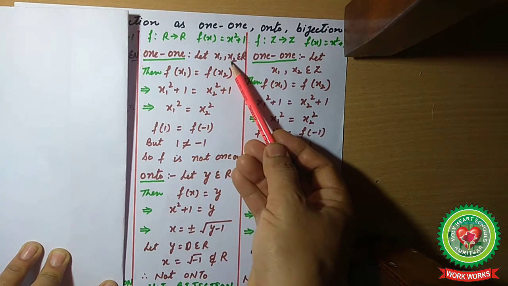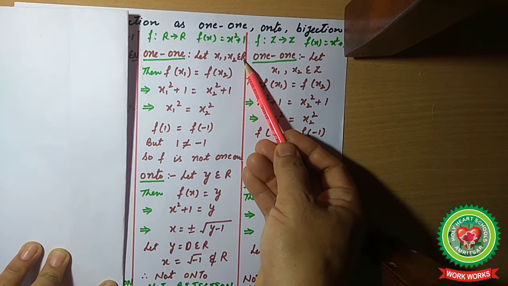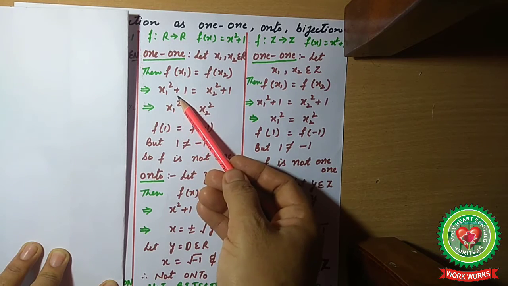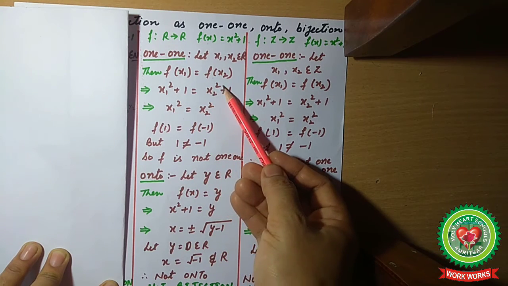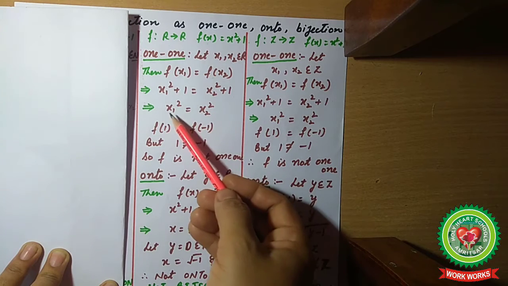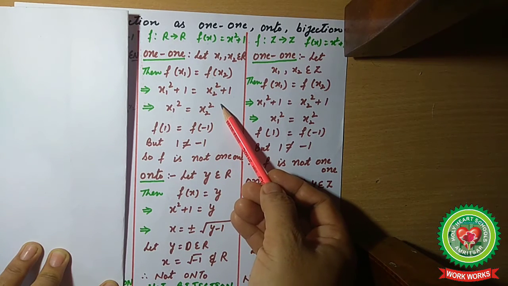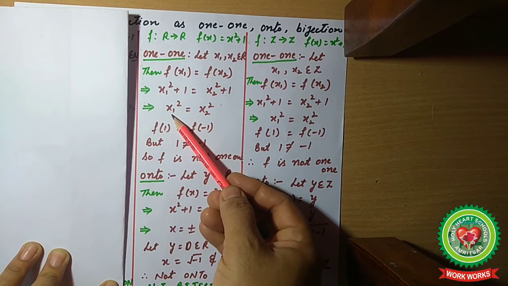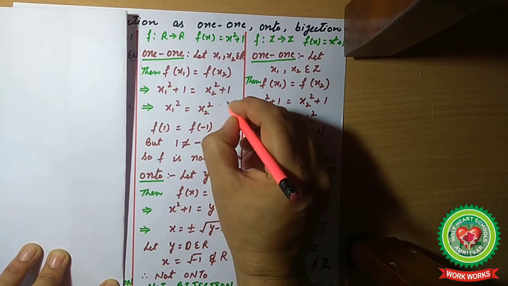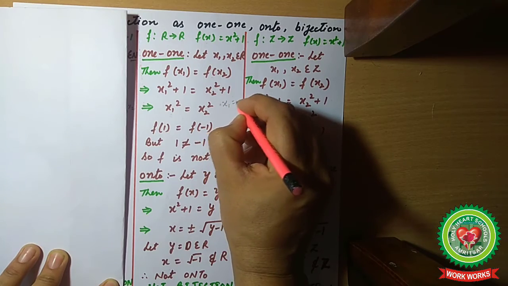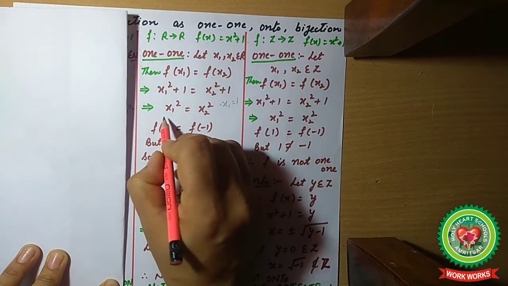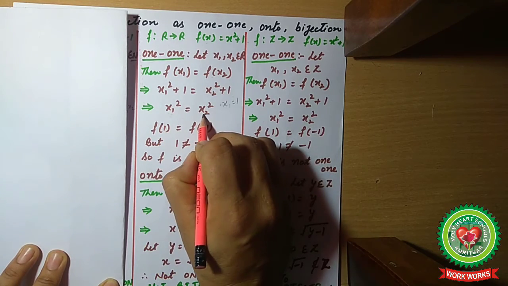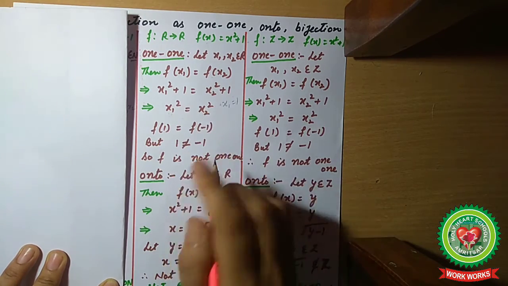Now, for the one-one function, let x1 and x2 both belong to the real numbers. So f(x1) is equal to f(x2), meaning x1 square plus 1 is equal to x2 square plus 1. Both are equal, so x1 square is equal to x2 square. Now, if we take a value f(x1) is equal to 1, so x1 square is equal to x2 square.